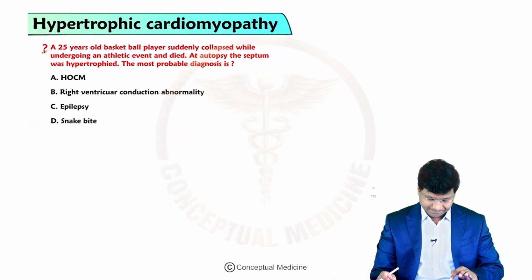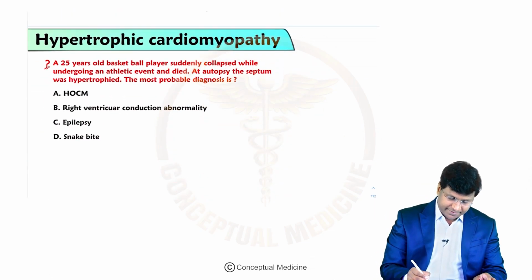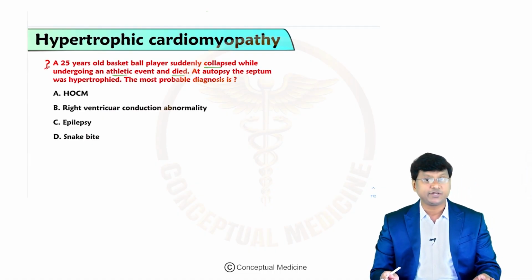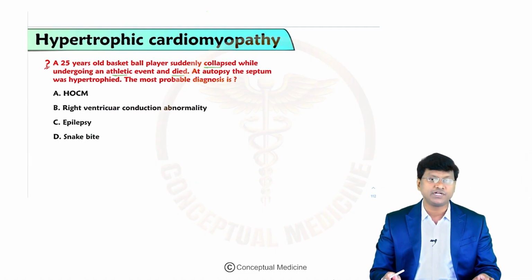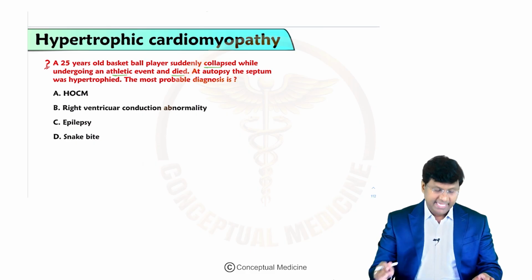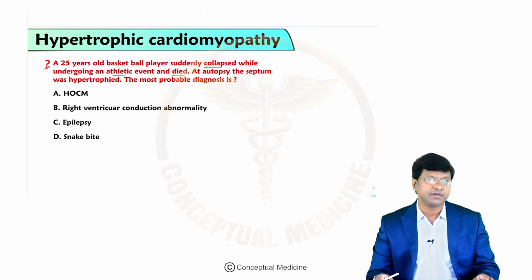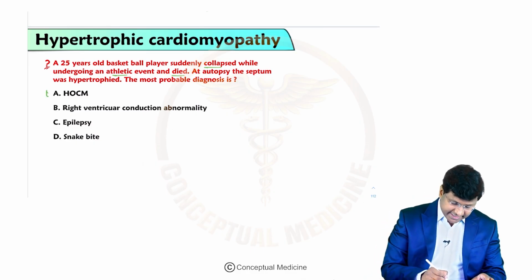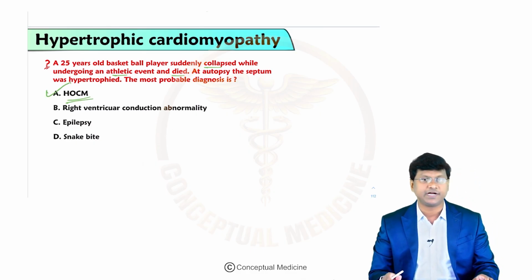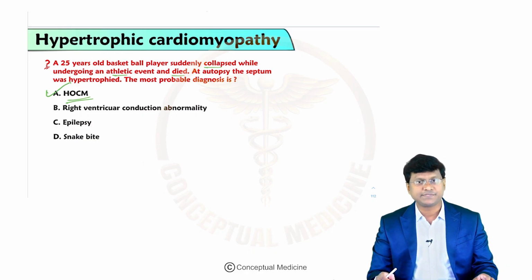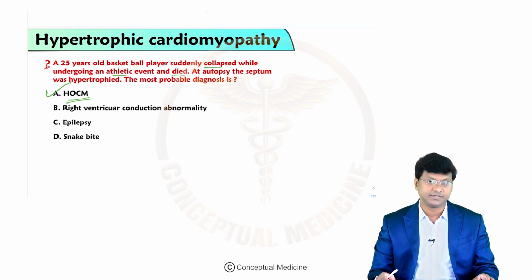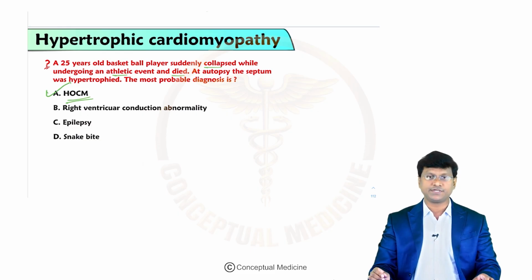Right? Next question. A 25-year-old basketball player suddenly collapsed while undergoing an athletic event and died. At autopsy, the septum was hypertrophied. What is the most probable diagnosis? Hypertrophic obstructive cardiomyopathy, right ventricular conduction abnormality, epilepsy, snake bite. So, here it is a clear-cut case of hypertrophic obstructive cardiomyopathy. Why? Because even the autopsy is showing that the septum is hypertrophied. So, it's a case of hypertrophic obstructive cardiomyopathy.